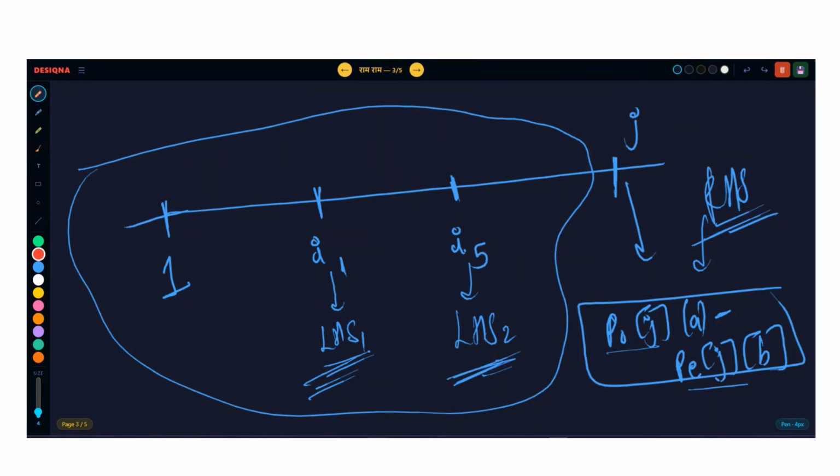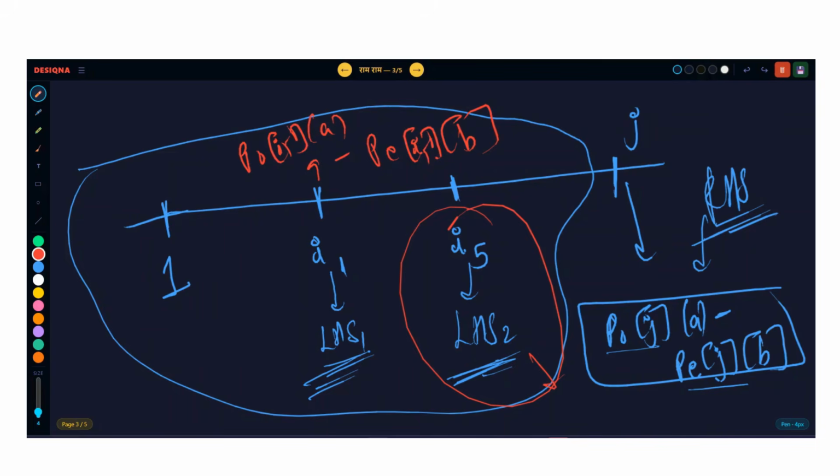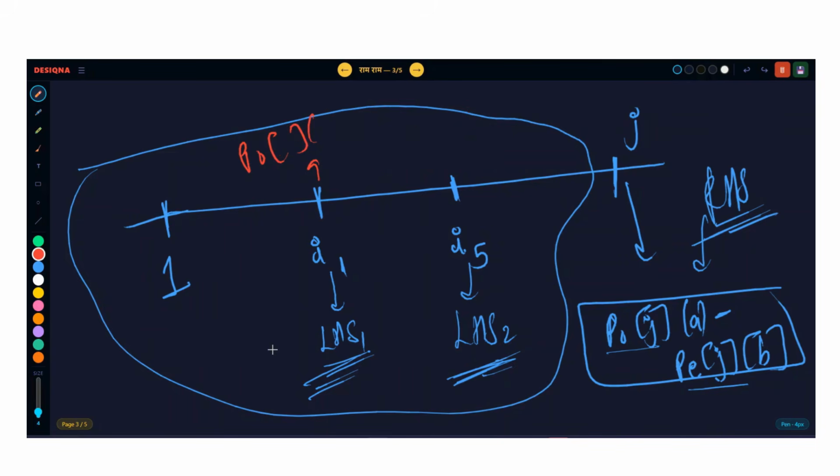How to calculate LHS? Not a big deal, guys. How will you calculate LHS for index I1? Very simple, same formula. PO into A minus PE into B. Instead of index I1, you will write I1 minus 1 here, and here also I1 minus 1. And same for here, I5 minus 1. Because the formula for each index's LHS value is very simple. Clear?